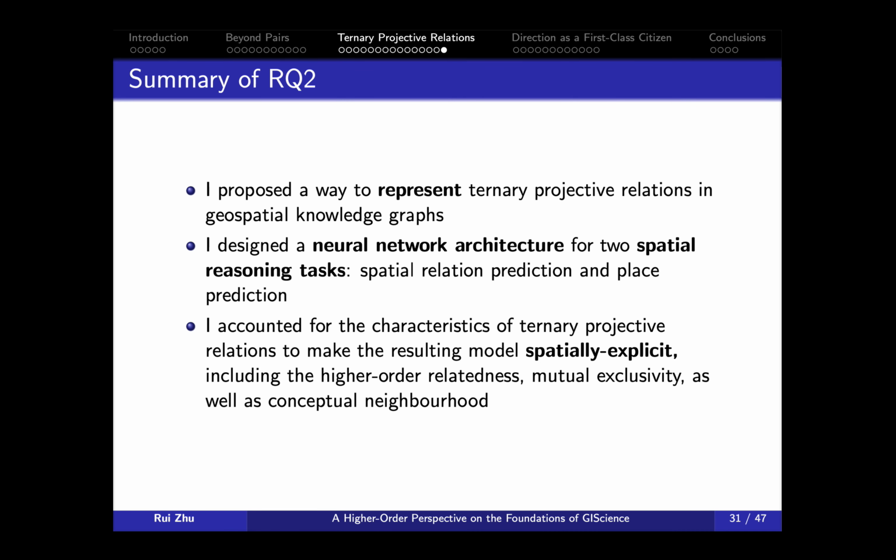In summary, to answer this research question two, I proposed a way to represent the ternary projective relations in geospatial knowledge graphs. I designed a neural network architecture for two spatial reasoning tasks, spatial relation prediction and place prediction, respectively. I also accounted for the characteristics of ternary projective relations to make the resulting model spatially explicit, and these biases include the higher order relatedness, mutual exclusivity, as well as the conceptual neighborhoods.